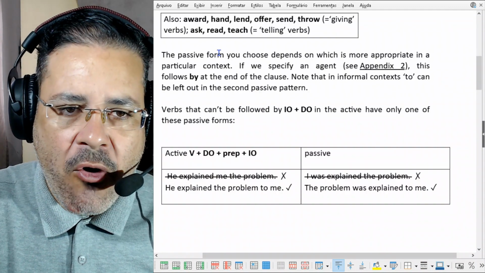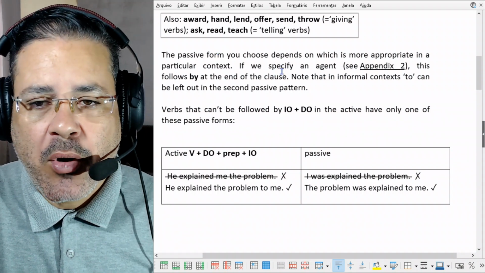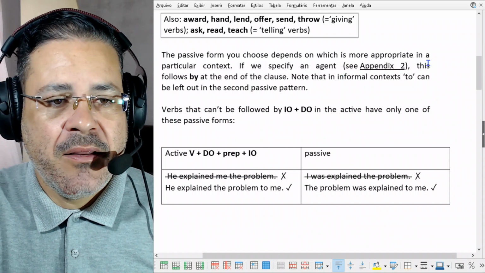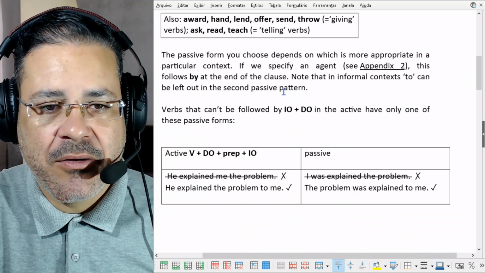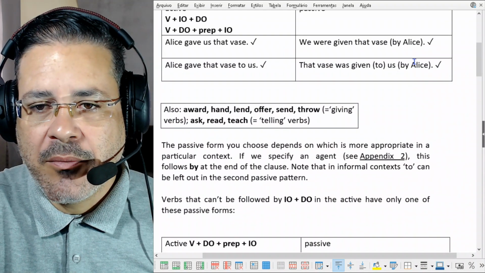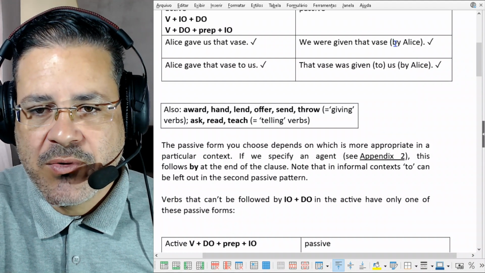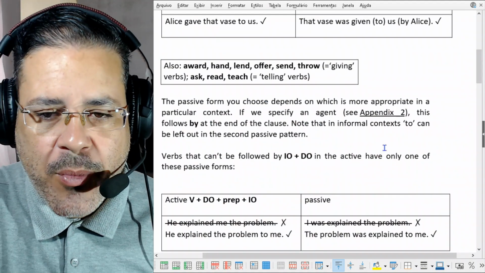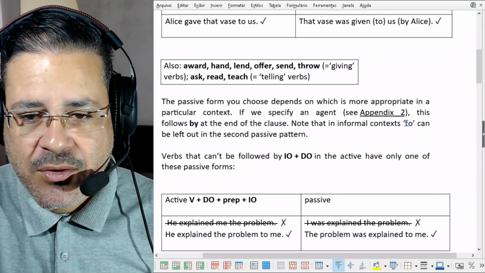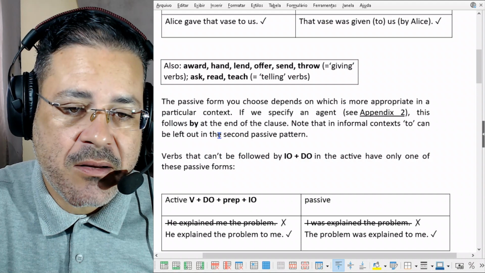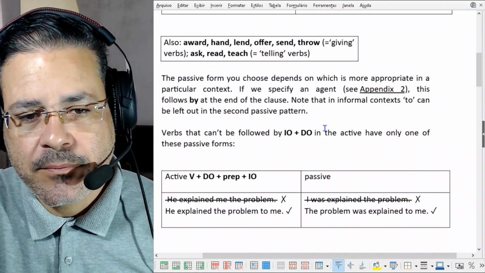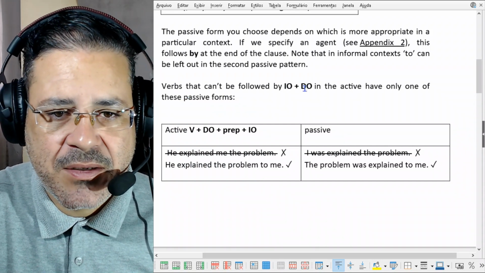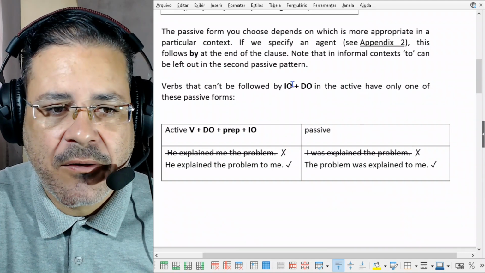Let's move on with the lesson. The passive form you choose depends on which is more appropriate in a particular context. If we specify an agent, this is followed by by at the end of the clause, like we've seen in the previous examples. We always use by with the agent. Note that in informal contexts, to can be left out in the second passive pattern.